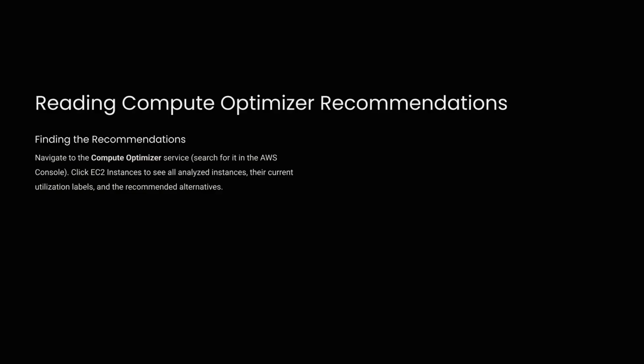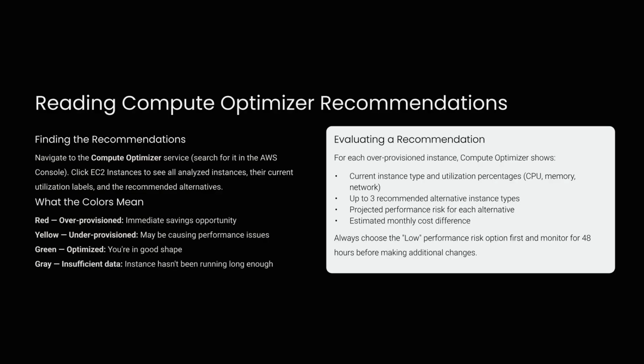Reading Compute Optimizer recommendations is key to right-sizing. Navigate to the Compute Optimizer service and click EC2 Instances. Red indicates over-provisioned, yellow is under-provisioned, green is optimized, and gray means insufficient data.